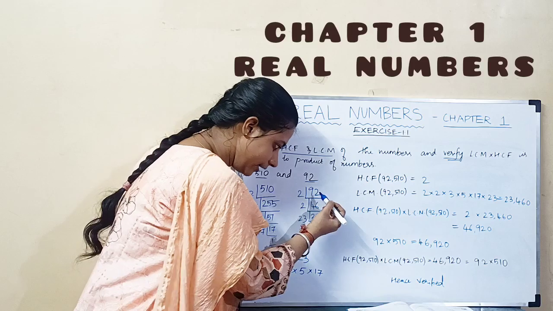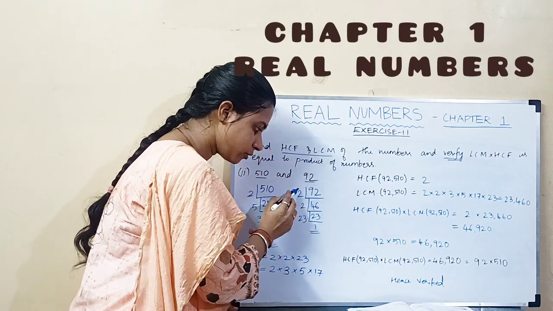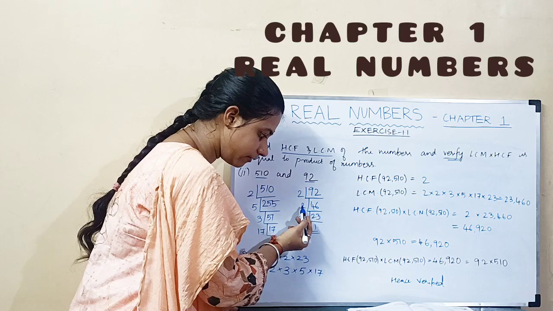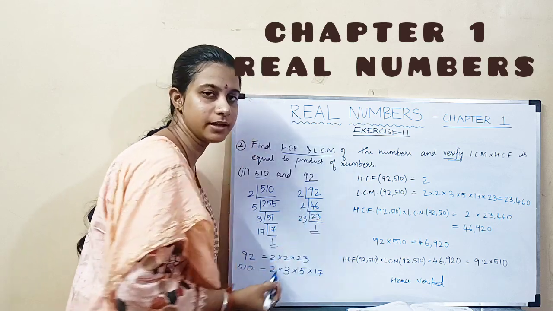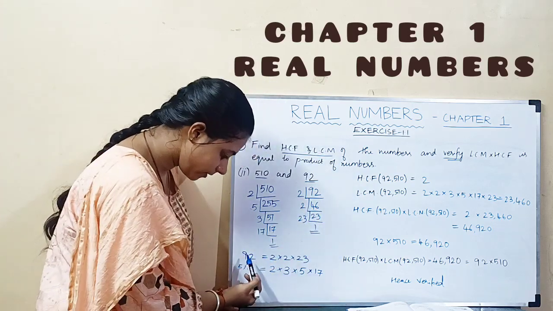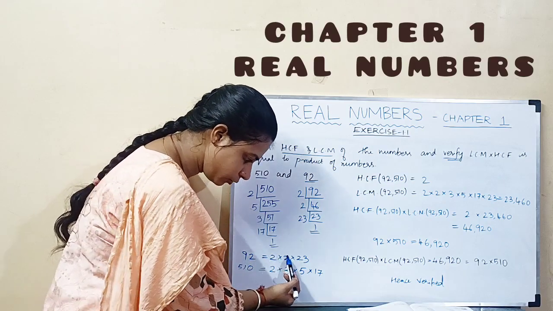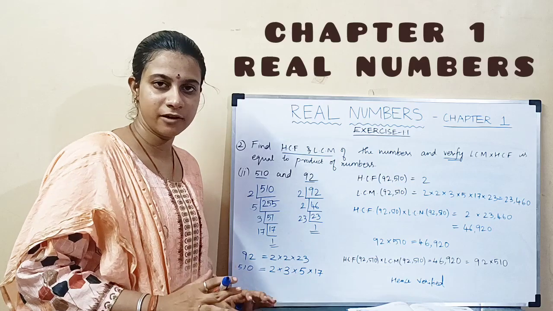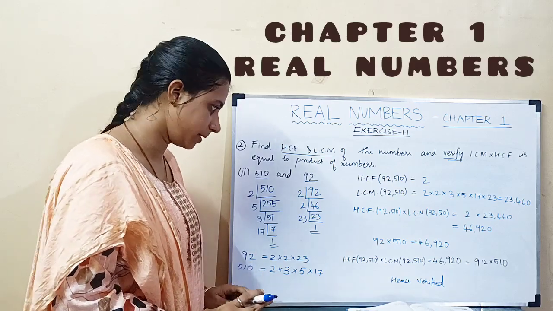Now coming to 92, it is an even number, so we will divide it by 2. We will get 46. Again, dividing by 2, we get 23, and 23 is a prime number. So we get 92 is equal to 2 into 2 into 23. Till this, we have completed the prime factorization part.